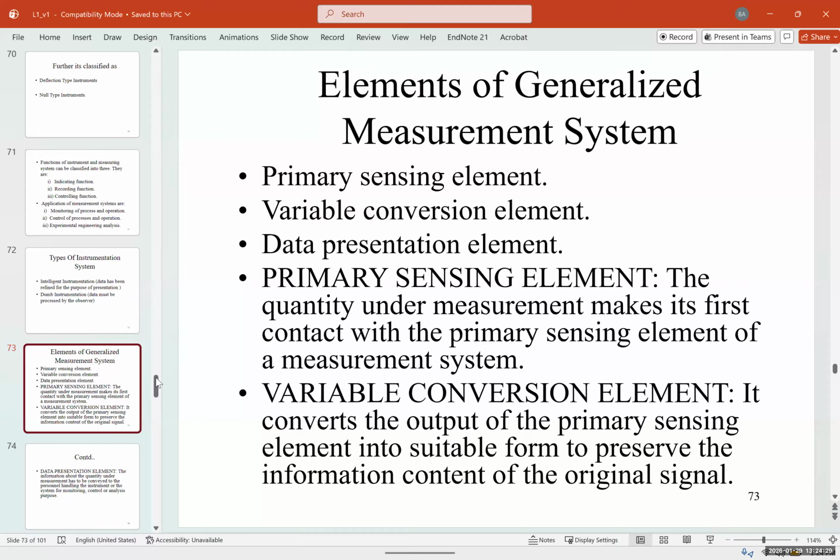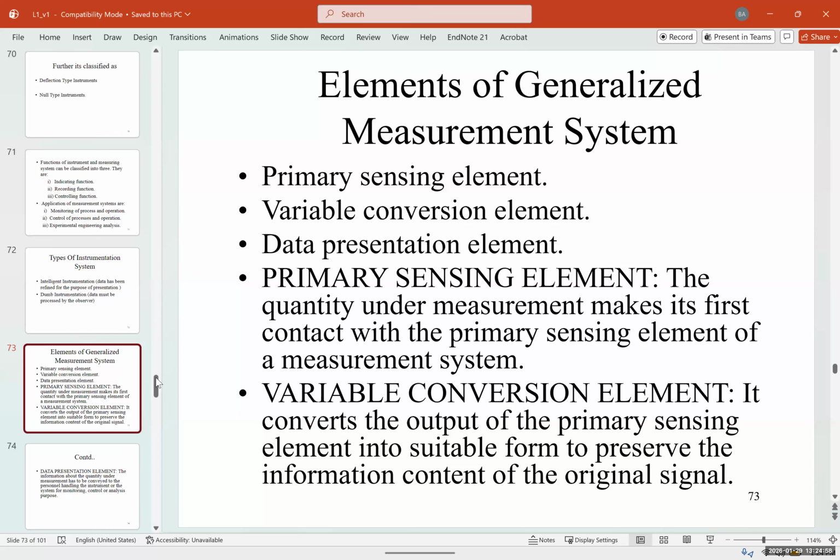Now, for the primary sensing element, the quantity under measurement makes its first contact with the primary sensing element of a measurement system. So it's a sensor or transducer. And we have the variable conversion element. It converts the output of the primary sensing element into a suitable form to preserve the information content of the original signal. Can you think of a variable conversion element?